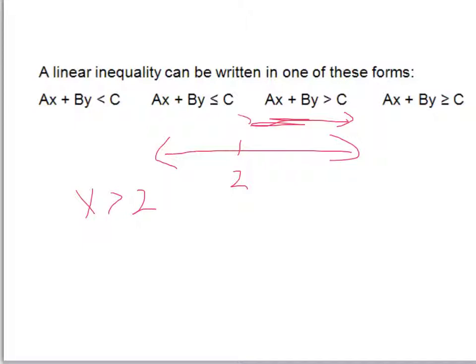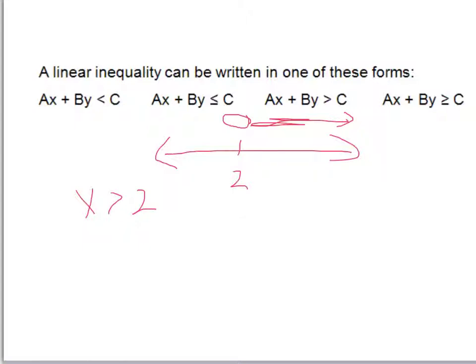Now at 2, we would create an open circle showing that that is where our solution set starts, but 2 is not included in that solution. We're going to do something very similar based on the inequality, whether it's greater than or equal to. The difference is that today we're going to be graphing lines, like y equals 2x plus 3, or y is greater than or equal to 2x plus 3.